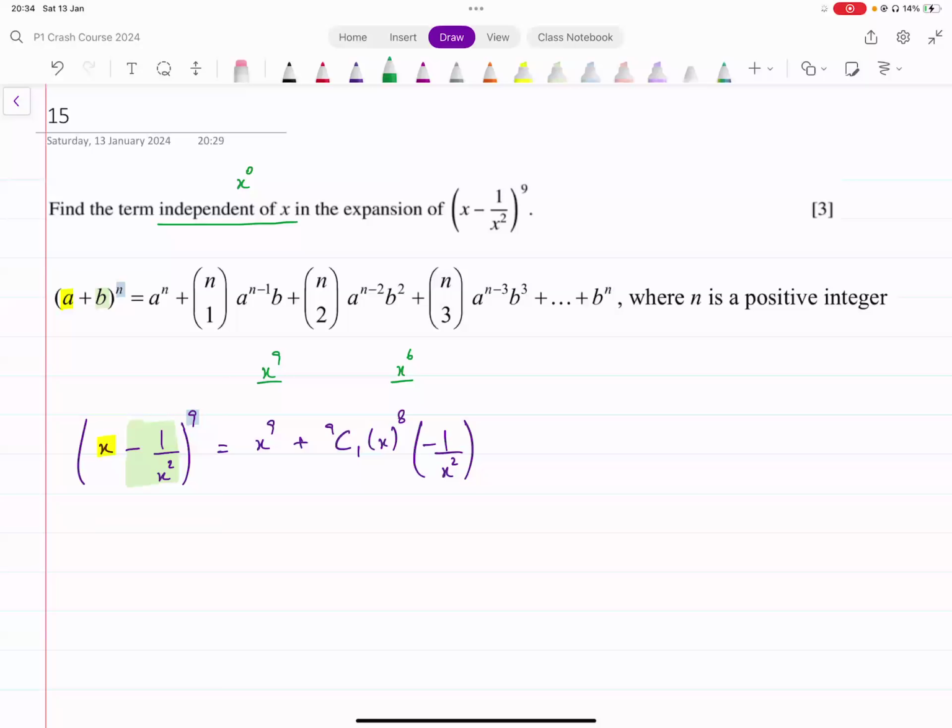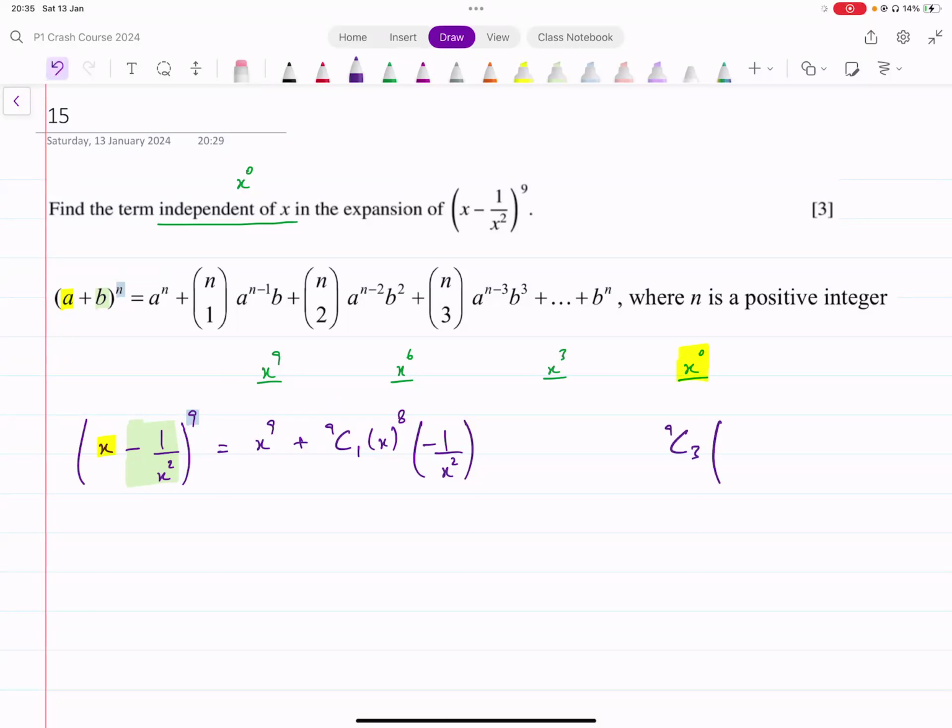We see the pattern. We have to subtract 3 for the next term. It's x raised to power 9, then x raised to power 6. The next one is supposed to be x raised to power 3. And the next one after that is going to be x raised to power 0. And this is the one that we are interested in. Okay. Now this is 9c1. The next is going to be 9c2. And the next one is going to be 9c3. That's the one that we need, 9c3.